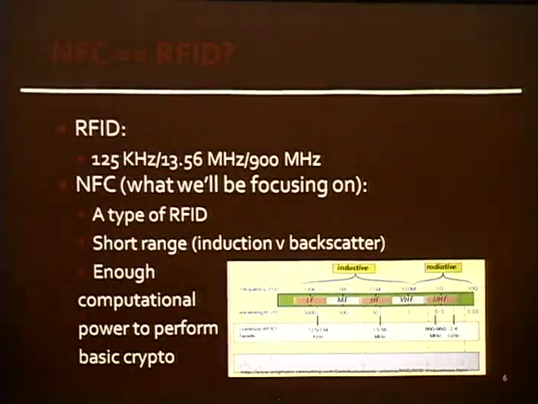One of the questions we get a lot is, is NFC RFID? Well, yes, it is. It's under the RFID umbrella. RFID covers several different frequencies. There's 125 kilohertz, which I think Brad will talk about. There's 13.56 megahertz, and then there's the 900 megahertz. So we're just focusing on this middle band here. It's a type of RFID. It's short range, so if you can see the chart here, there's the inductive section and radiative. So this is an inductive technology. It's near field. And these tags have enough computational power to perform basic crypto and access control.